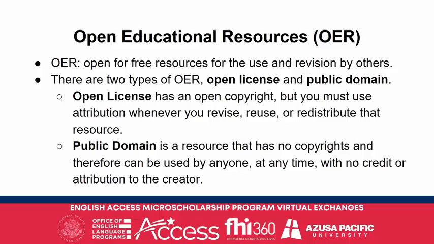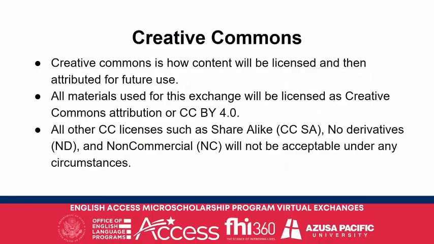A very specific type of open license is the Creative Commons license, which we will cover next. Creative Commons is how content will be licensed and then attributed for future use. All materials used for this exchange will be licensed as Creative Commons Attribution, or CC BY 4.0. This does not mean that the CC BY 4.0 license cannot be used in tandem with other attribution-only licenses, such as the Public Domain CC license or Adapters license. However, this does mean that other CC licenses, such as Share-Alike (CC-SA), No Derivatives (ND), and Non-Commercial (NC), will not be acceptable under any circumstances.